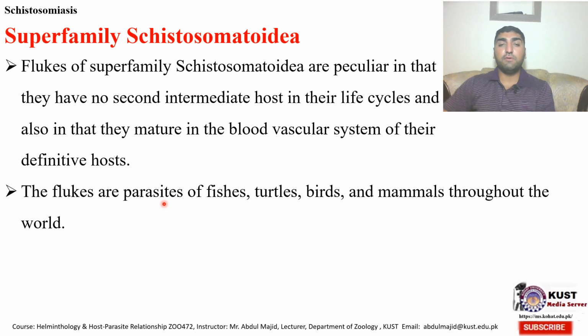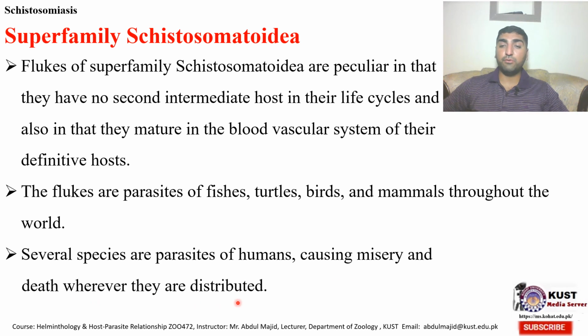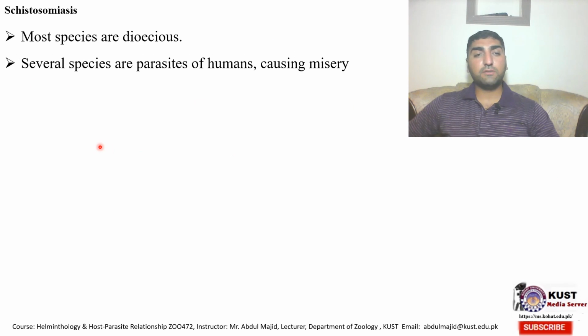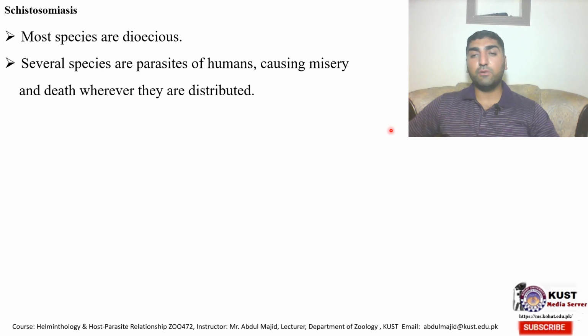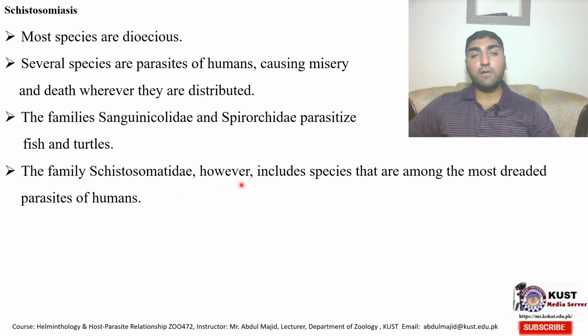The flukes are parasites of fishes, of turtles, of birds and mammals throughout the world. Several species are parasites of humans and cause misery and deaths wherever they are distributed in the world. Most species are dioecious. The families Sanguinicolidae and Spirorchidae parasitize fishes and turtles. The family Schistosomatidae, however, includes species that are among the most dreaded parasites of human beings. Dreaded means that they are fearful or feared parasites of human beings.